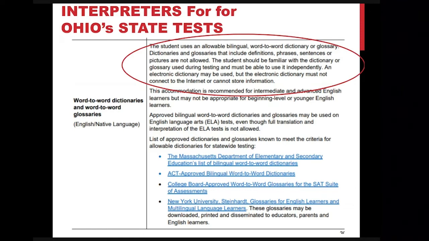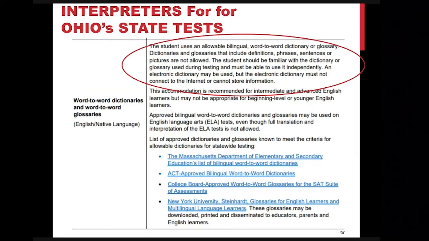Like students, you may use an approved word-to-word dictionary and/or glossary. An electronic translator may be used instead of a paper dictionary, but the electronic translator cannot connect to the internet or store information. If the student does not understand your translation or the dictionary direct translation, you are not permitted to further explain it to the student.